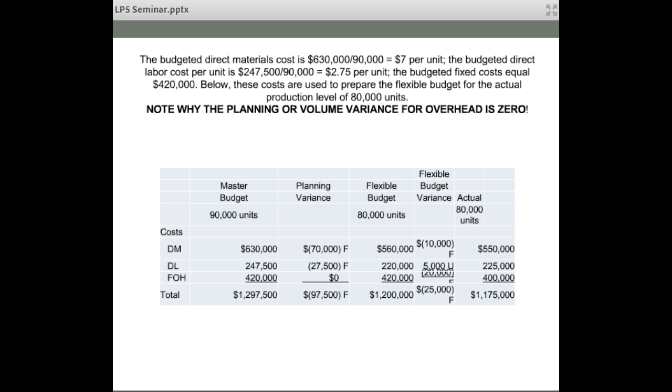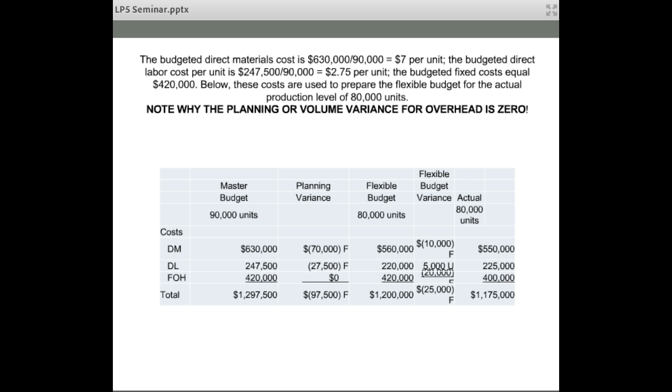So the first variance is called the planning variance. That is $97,500 less should be spent for materials and labor because we had 10,000 fewer units produced. Then we can look at the comparison of the flexible budget, the budget that we would have given management, and compare that to the actual expenses.